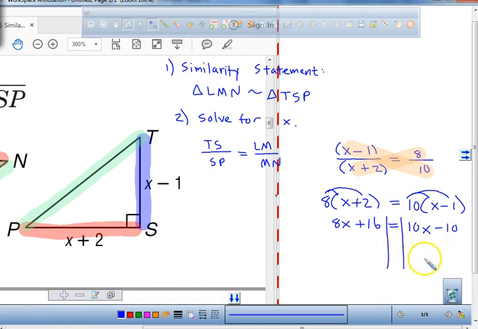Alright, so where do you think I'm going to move all of my x's? To the left side or to the right side? Where do you think I'm going to do it? The right side. I'm going to move them to the right side, because I have more of them over here.